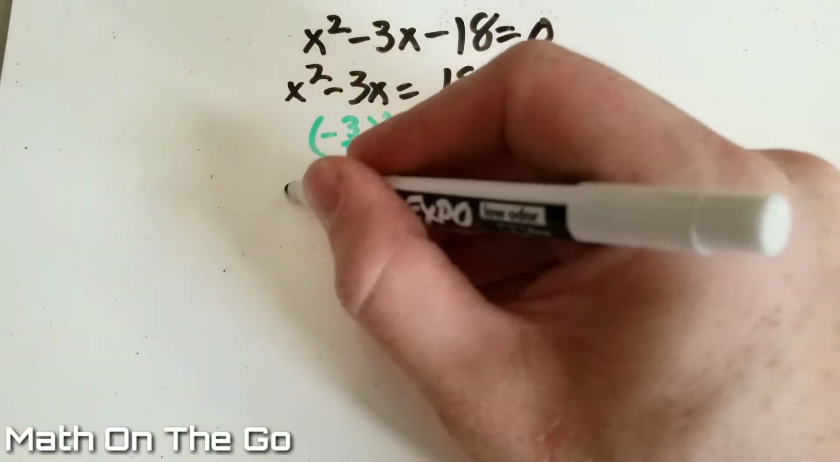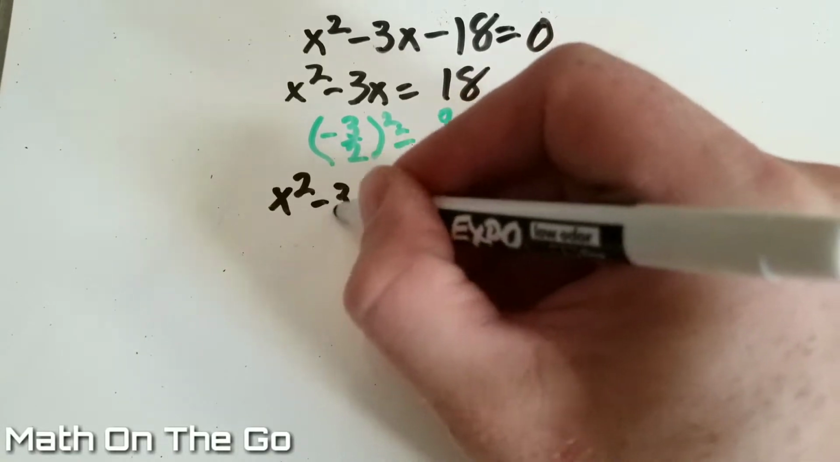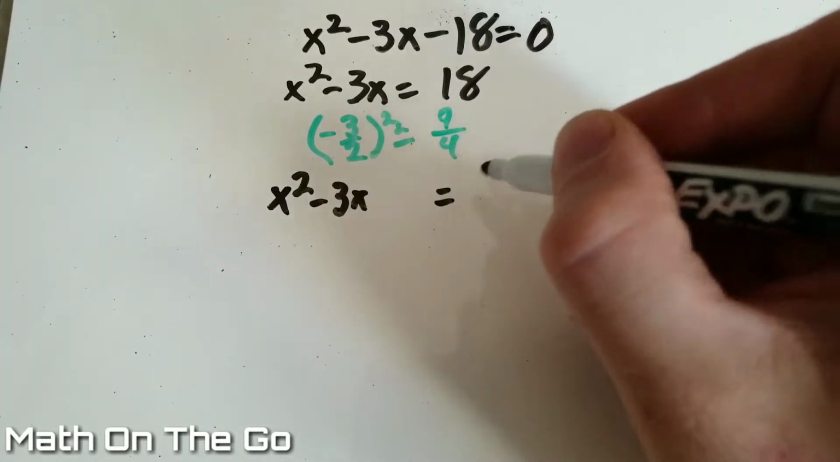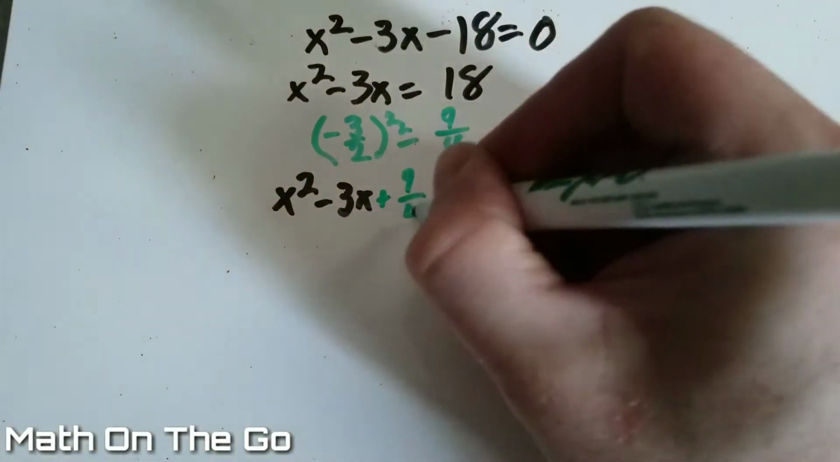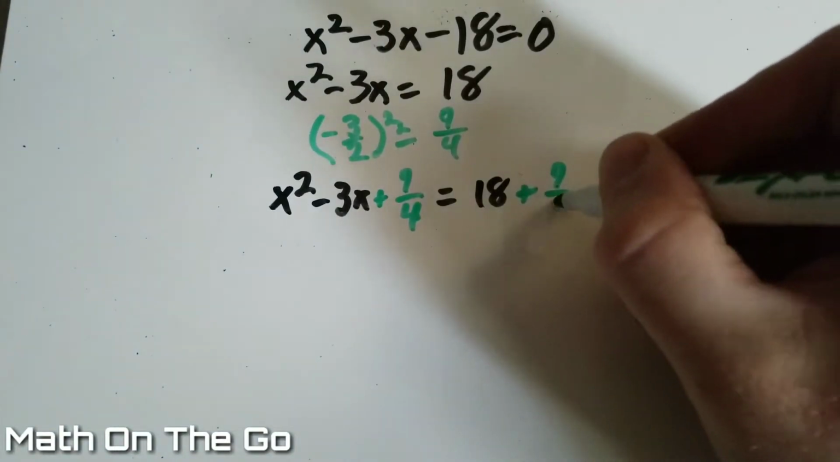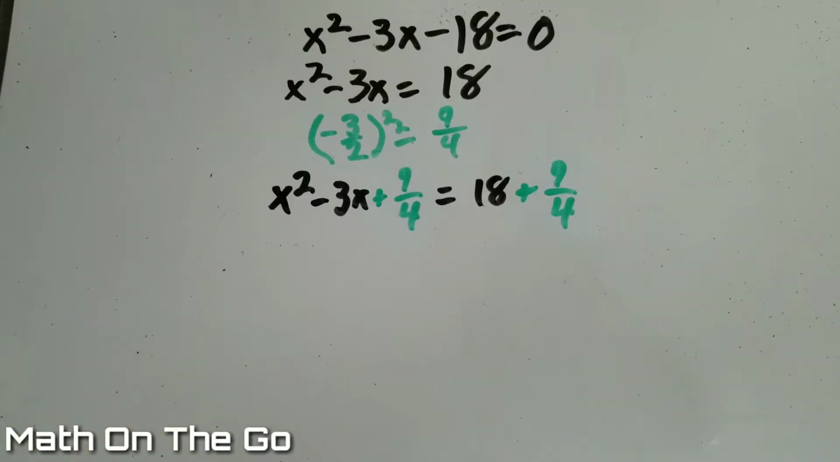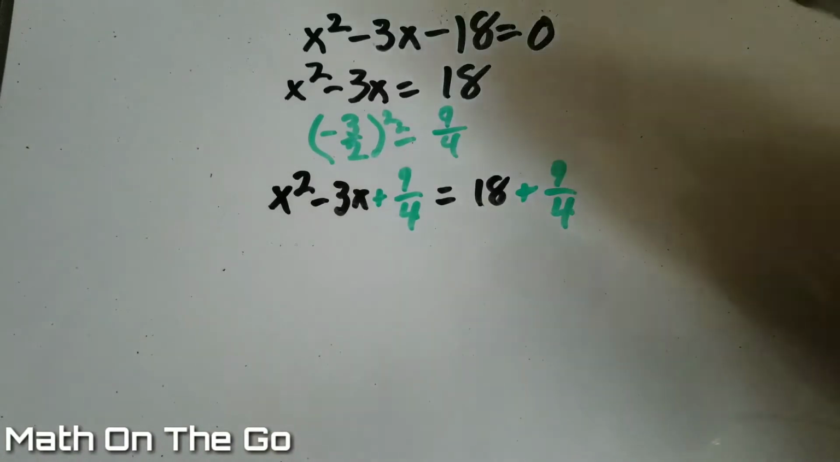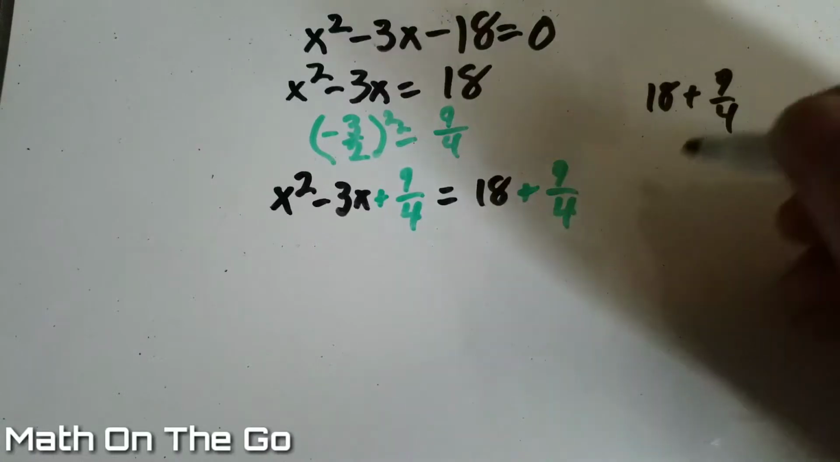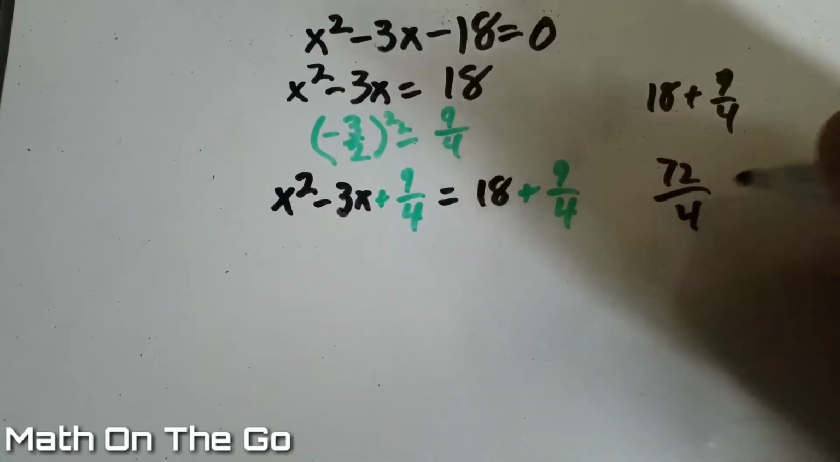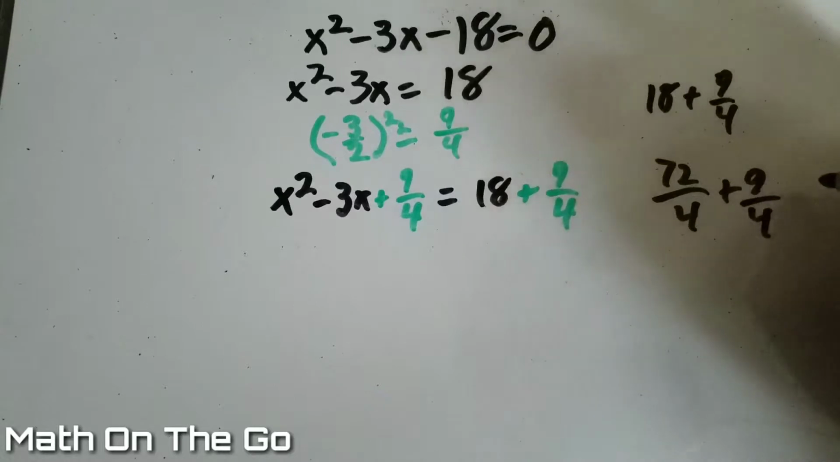So what we have now is x squared minus 3x equals 18. And then we're going to add our 9/4 to both sides. Now what we want to focus on is making the right side just one number. So off to the side, you do a little bit of adding of fractions. We've got 18 plus 9 over 4. Common denominator would be 4, so we got 72 over 4 plus 9 over 4 equals 81 over 4.